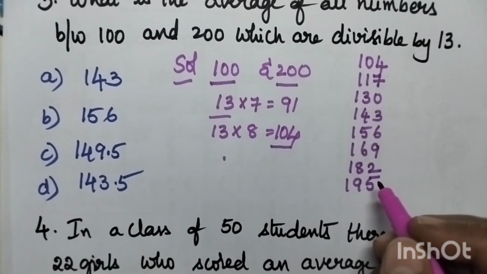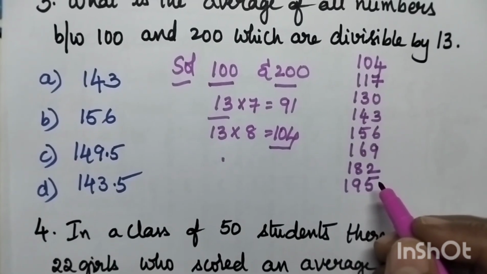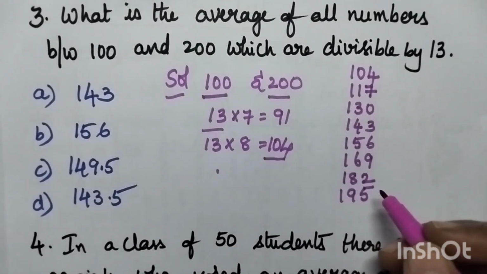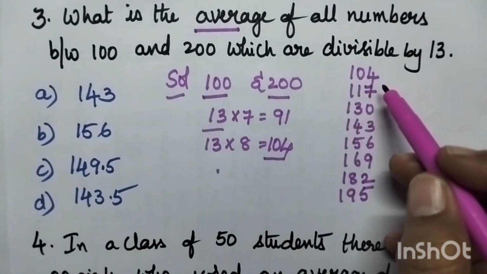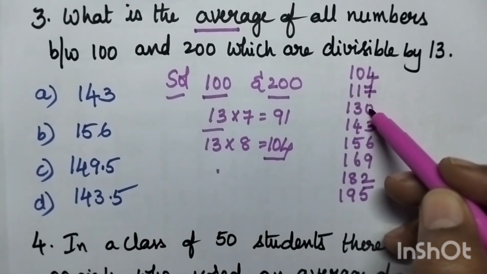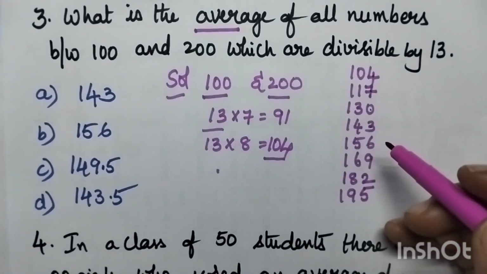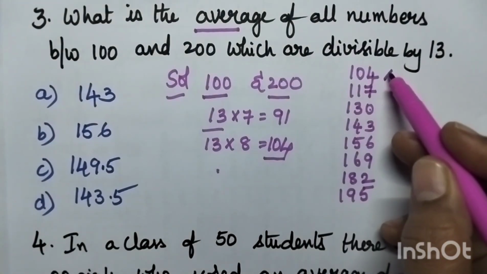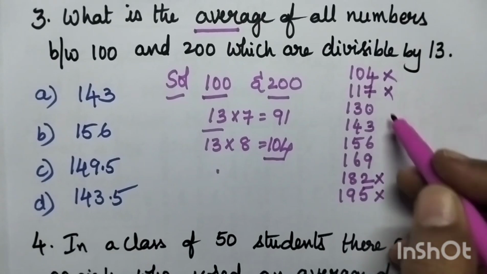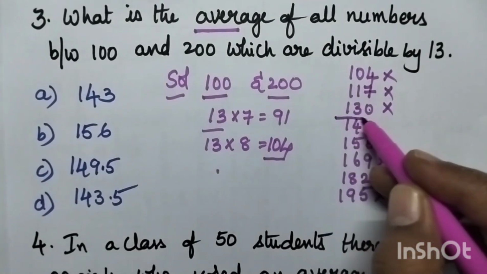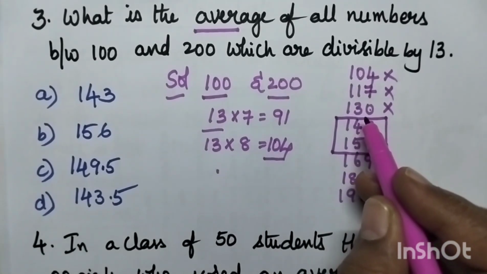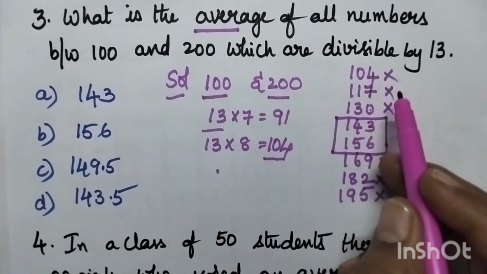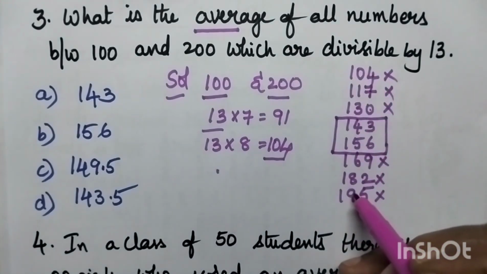So it is just similar to arithmetic progression. So in case of arithmetic progression, we can simply find the average of numbers by considering the middle one. So here how many numbers are present? 1, 2, 3, 4, 5, 6, 7, 8. So if even numbers are present, we have to find the average between the two middle numbers. So these two are the middle numbers. So we have to find the average of these two numbers. Then we will get the average of all numbers which are divisible by 13 between 100 and 200.